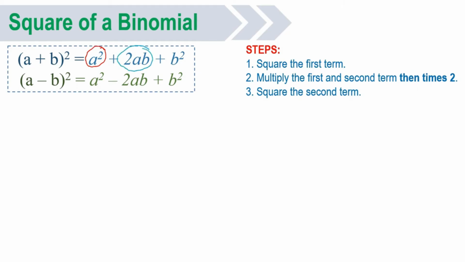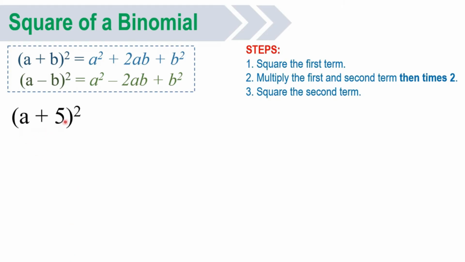And the last step, square the second term. The second term here is b. When you square it, it means you will multiply it to itself. B times b, you will have b squared. Then, if in case your binomial is negative, the second term of your final answer will also be negative. Let us try this in our example.